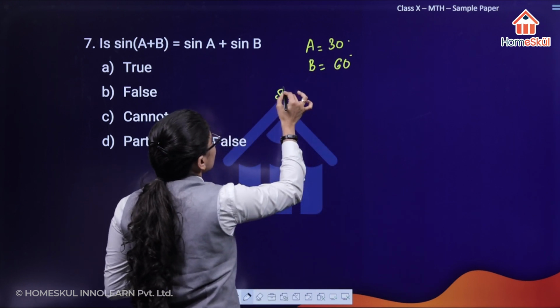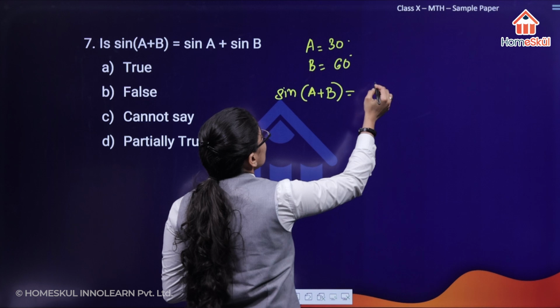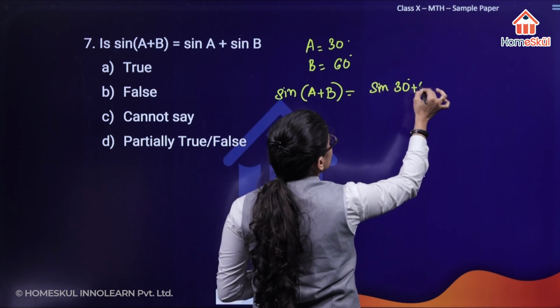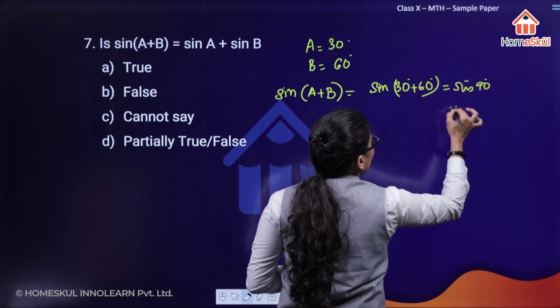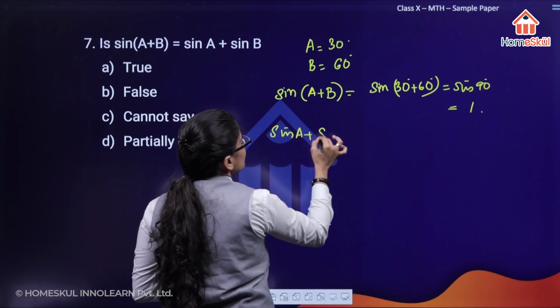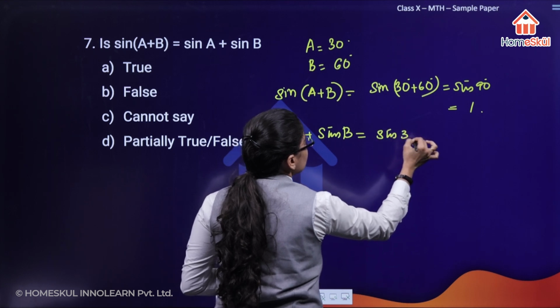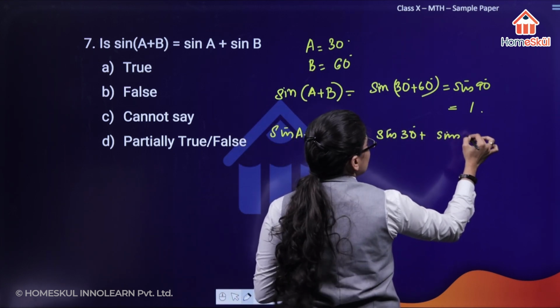Then what about sin(A+B)? Sin(A+B) is equal to sin(30 plus 60), which is equal to sin 90. That is equal to 1, isn't it? What about the RHS? Sin A plus sin B. Sin A is sin 30 degree and sin B is sin 60 degree.